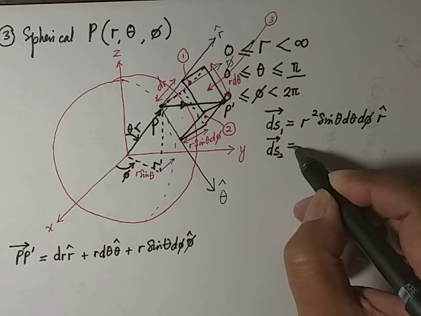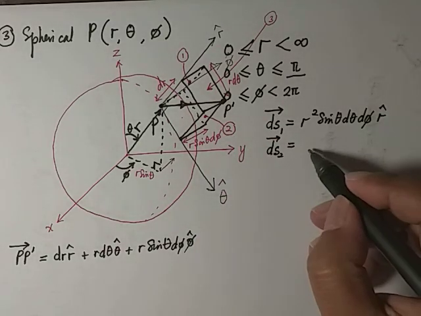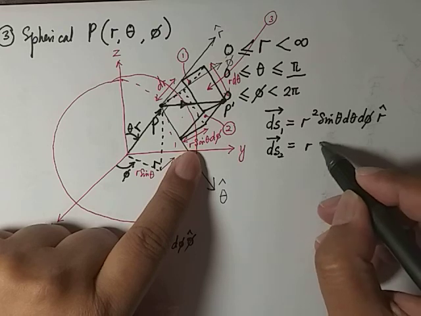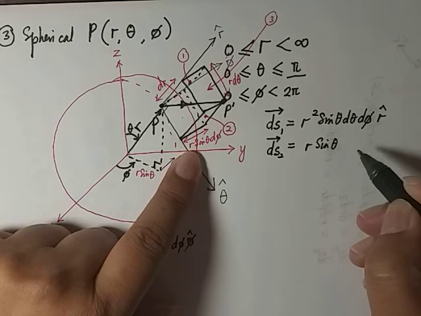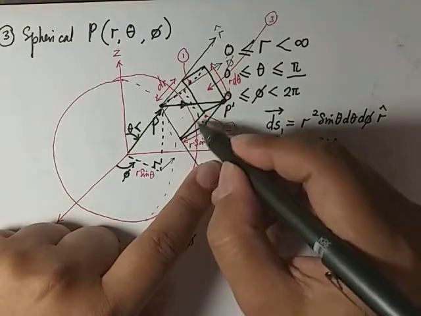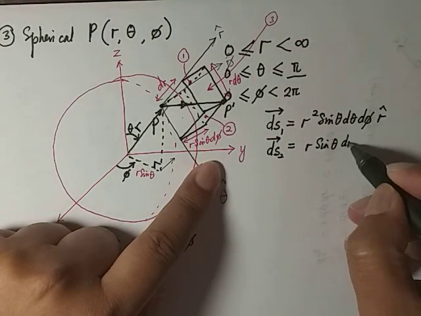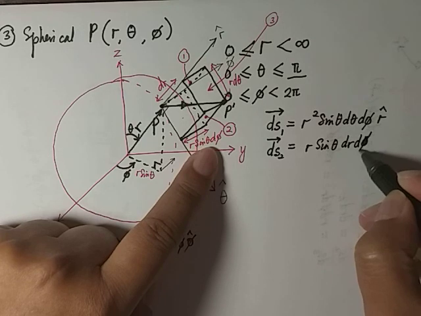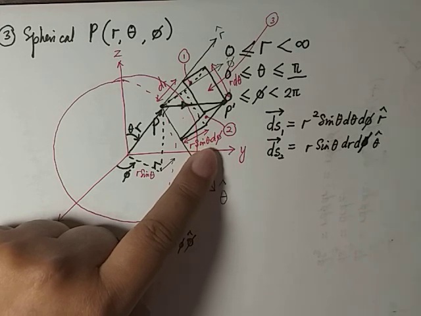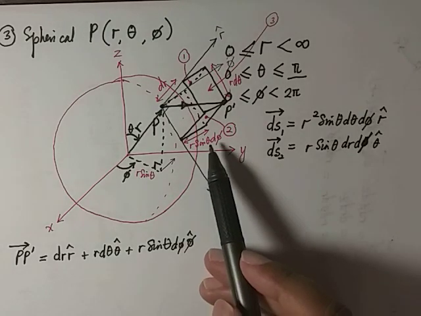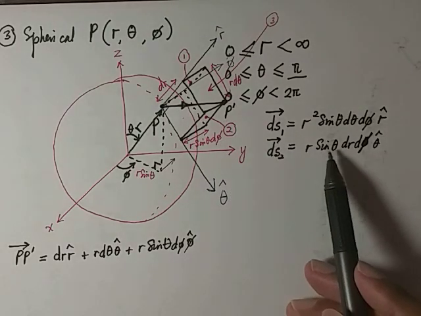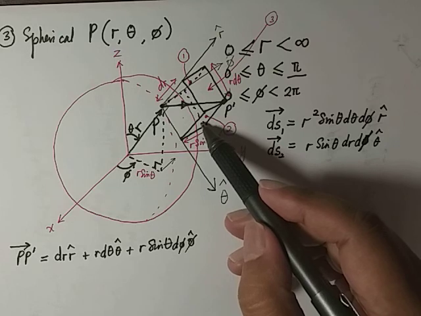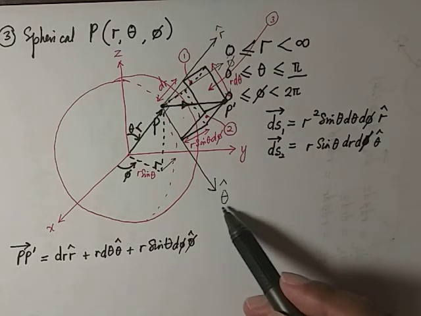What we can see here, the area should be r sine theta d phi, multiplied with the length here, dr. I should be careful now in the theta direction. Multiplying r sine theta d phi with dr, I get r sine theta dr d phi, in the theta direction, because the normal coming out from this particular surface number 2 obeys this direction, positive theta.